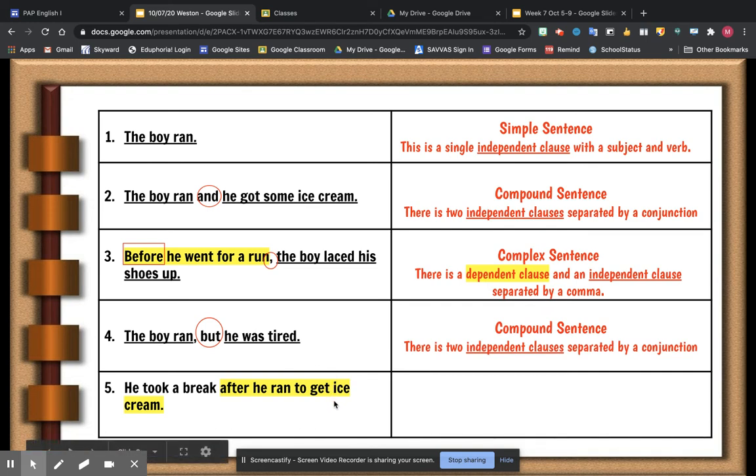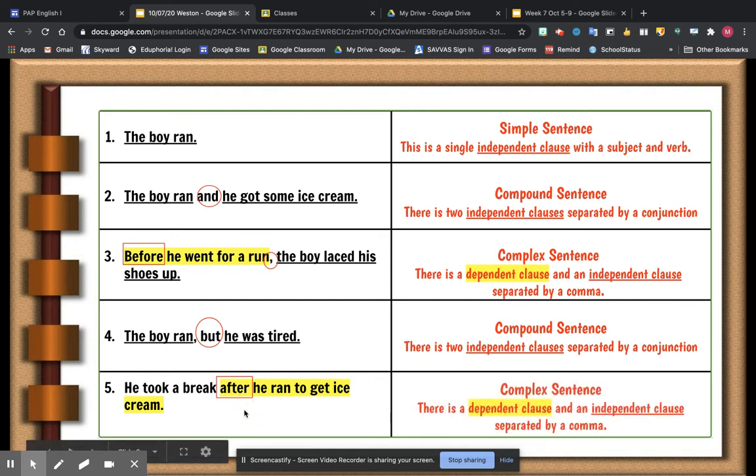Our last one is another example of a complex sentence. Again, it starts with that subordinating conjunction, afterwards. Notice again, if you took that word off, he ran to get ice cream would be a complete sentence, but by just adding this subordinating conjunction, it changes it into an incomplete thought. The first part, he took a break, is a complete thought. So we have an independent clause plus a dependent clause. Notice the dependent clause is at the end, and we don't need a comma, only if it's at the beginning. If it's at the end, we don't need a comma.